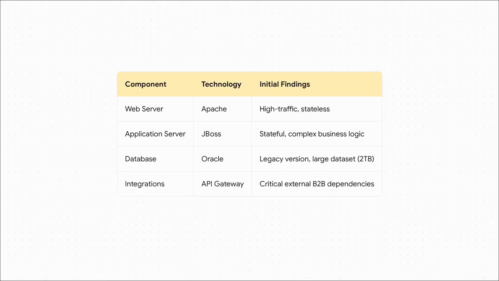This is where the real detective work starts, and it's actually pretty cool. We start taking inventory. Okay, the web server is Apache. It's stateless. Awesome. That's easy to migrate. But then, we hit the JBoss app server. It's stateful with really complex logic. That's a whole different ballgame. And then you get to the database. It's an old Oracle version, it has a massive 2 terabyte dataset, and it has these critical API links to outside partners. Every single one of these findings is a huge clue for building our plan.